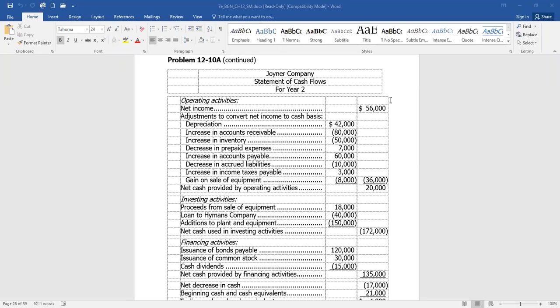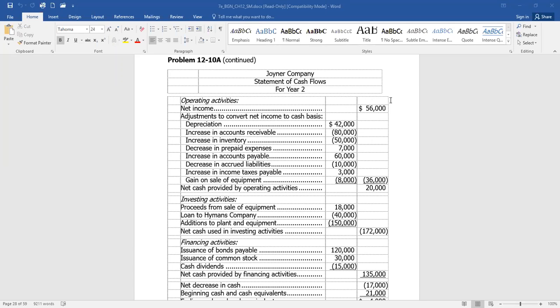Now, as I said, any amounts that have nothing to do with cash should either be added back if they were subtracted to get to net income, or they should be subtracted if they were added to get to net income. Now, this company, they don't give it to us. They don't come right out and tell us any depreciation, and that's what we're searching for when we're first looking to convert net income to net cash flow.